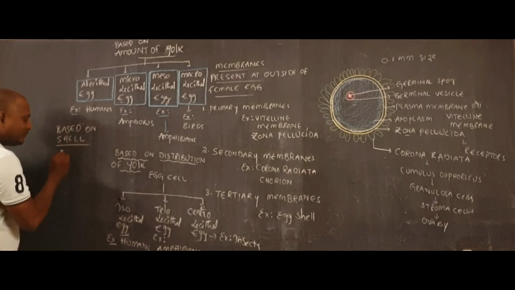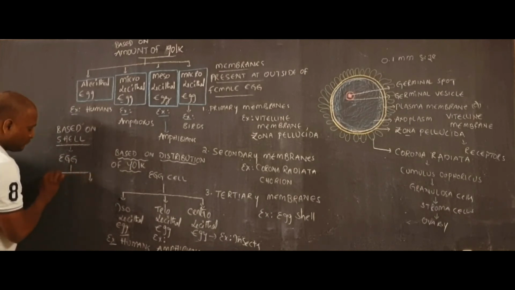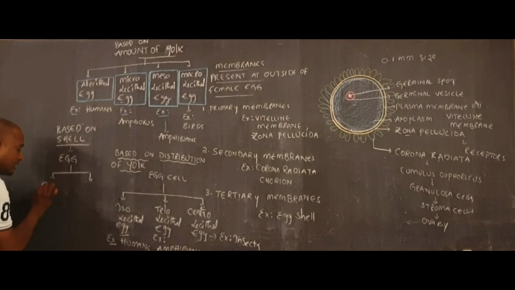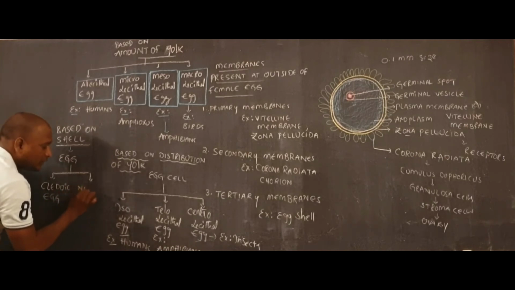Based on shell, eggs can be divided into two types. One is cleidoic egg and second one non-cleidoic egg.